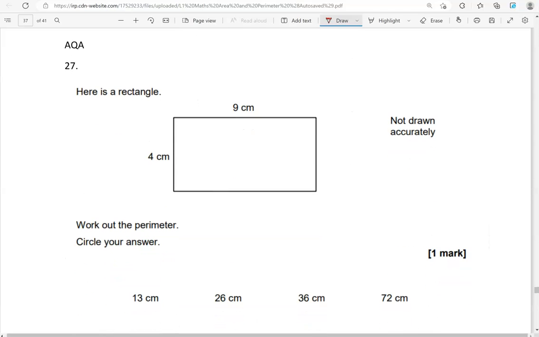Here is a rectangle. Work out the perimeter. Circle your answer. So, perimeter, going around, got 9 and 9, which is 18. Add 4 gives us 22. And another 4 gives us 26. So 26 centimeters.